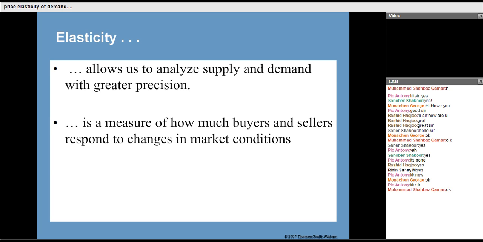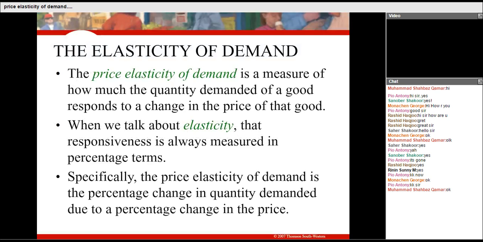Now see, let's go to the next one. You understand elasticity means the change, how it is amended, how changes take place. Okay, let's go to the next slide. The elasticity of demand, the price elasticity of demand. That's what we are exactly going to study today.